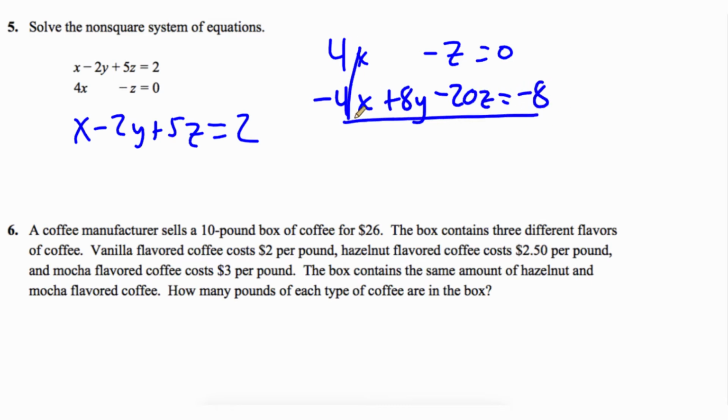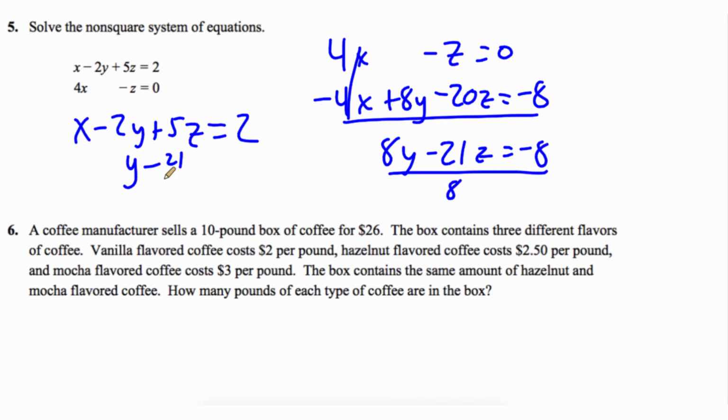Now if we add these together, the x's cancel out. We've got 8y minus 21z equals negative 8. And I'm going to divide everything by 8 because we want to have a 1 in front of the y. So we get y minus 21/8 z equals negative 1. Now we don't have a third equation to work on getting z all by itself. So we've got nothing to restrict z down. So in a non-square system, what we're going to do is we're going to say that z can be any number. So z can be a.